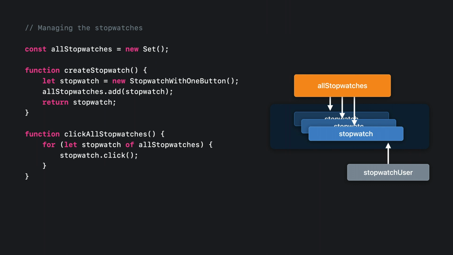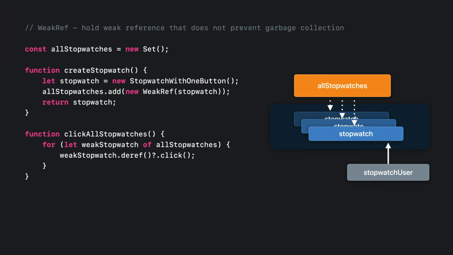Now you may suggest just replacing set with weak set, but weak set is not iterable. So what would you do? We can solve it with the new interface WeakRef, which holds weak references to an object. We still have the set, but this time we add WeakRefs of stopwatch objects to the set. In the click all stopwatches function, we check if the object still exists by dereferencing it before clicking. This seems to solve our issue, but there's another problem. We don't remove garbage collected stopwatches from the set in a timely manner, and the set can grow quite large before our next click test. Now, what should we do?